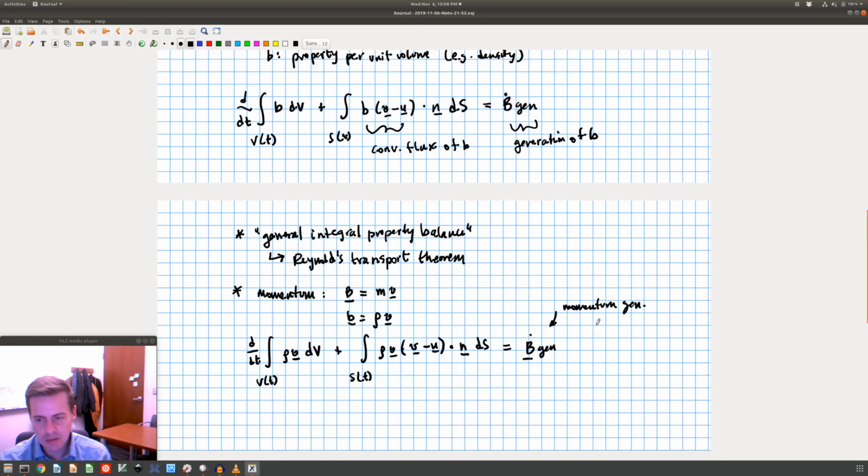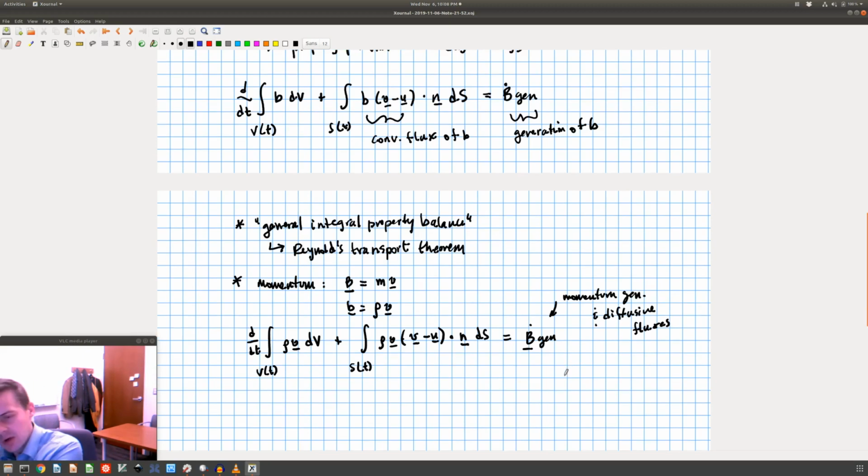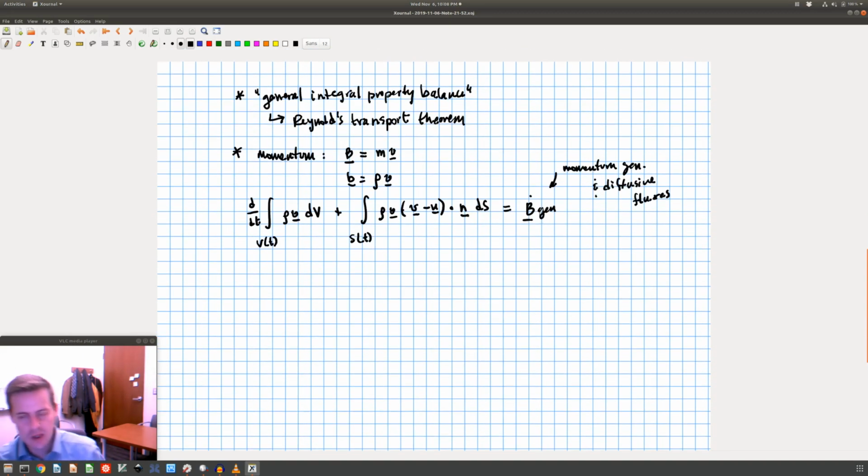It turns out this is momentum generation and what are called diffusive fluxes. It's not so important that you know what that means, but I don't want to lie to you. I want to be accurate. So these are terms that generate momentum and diffusive fluxes. And what is that for momentum balance? Well, if you remember back when we derived the Navier-Stokes equation, the generation term is equal to the sum of the forces for momentum balance. So I have the change in momentum over here, and this has to equal the sum of the forces.